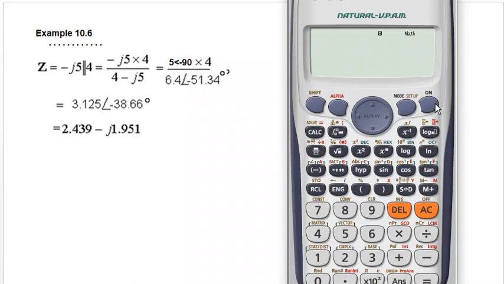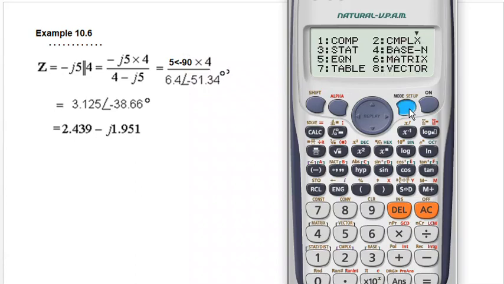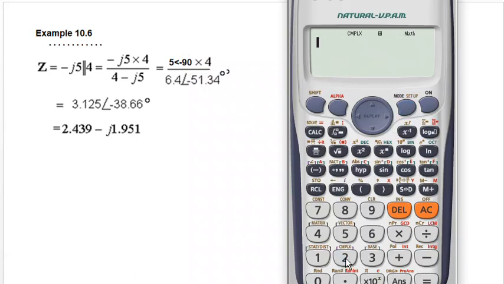So first of all, you have to turn the mode switch into complex. So press mode. 2 is for complex, so 2, and now you can see complex is visible. So now it is ready to accept data. So we'll enter minus J5 into 4. Now it is in two parts, the numerator and denominator, therefore we'll use this function here. So now we enter minus J5 into 4.